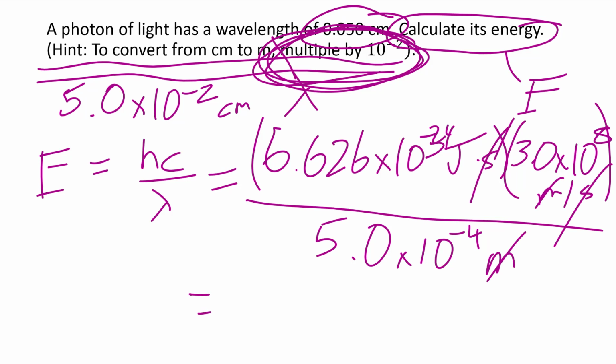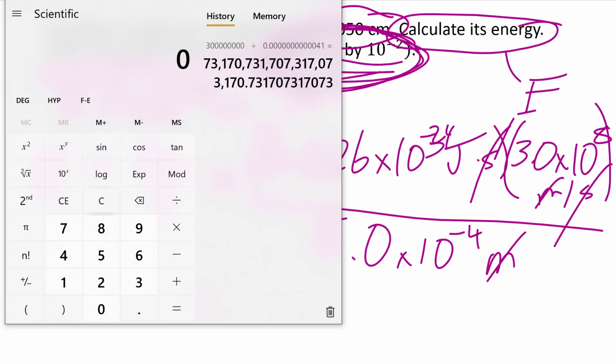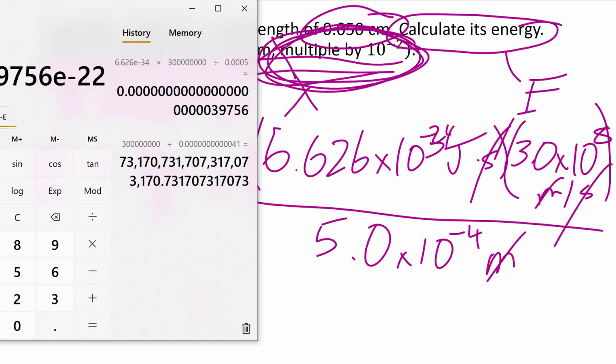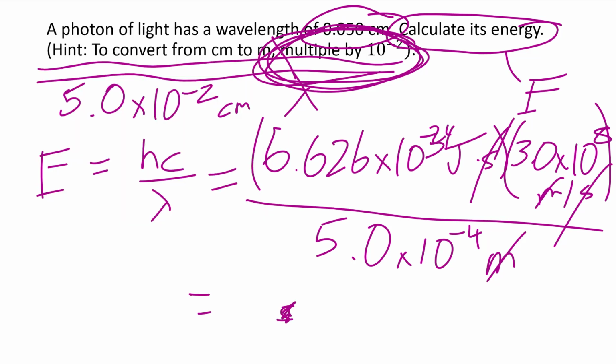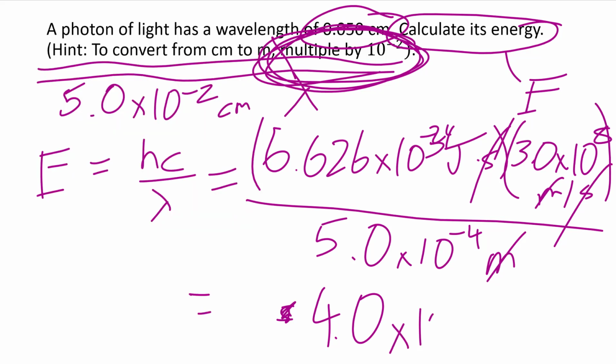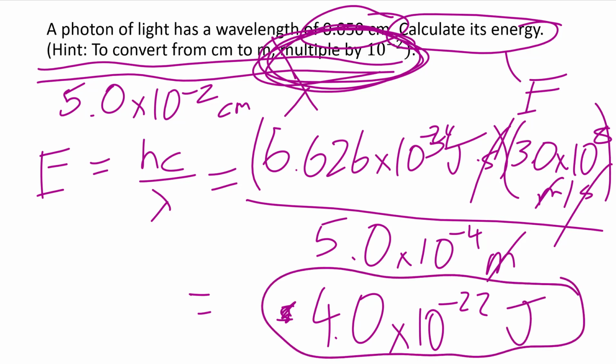One's on the top, one's on the bottom. And now we're going to plug it into our calculator. So it's 6.626 times 10 to the negative 34 times 3 times 10 to the 8th meters per second divided by 5 times 10 to the negative 4. And we get that answer. And so the answer is, with two sig figs, 4.0, right? Because the 7 rounds the 9. 4.0 times 10 to the negative 22 joules. So that's the only unit left over. And that's the joules, the energy of one photon.